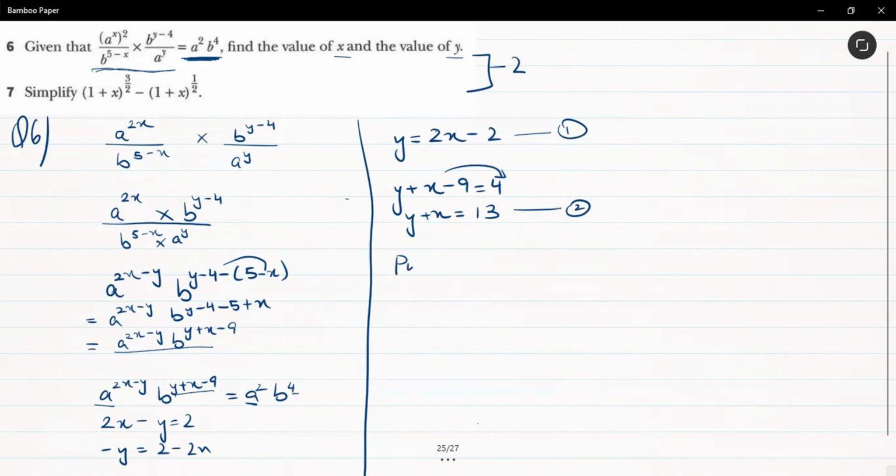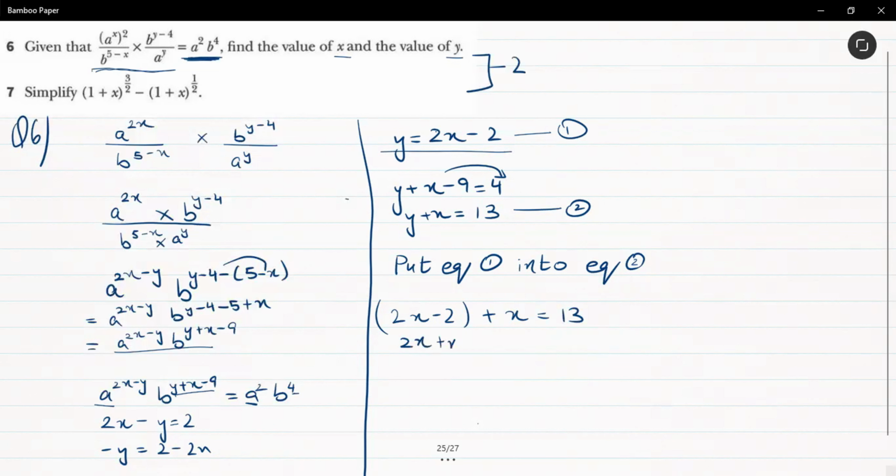So we are going to put equation 1 into equation 2. Okay. So y is equal to 2x minus 2. Instead of y, we are going to write 2x minus 2, plus x is equal to 13. Now simplify this: 2x plus x is equal to 13 plus 2. So this is going to be 3x is equal to 15. And we are going to get x equal to 15 divided by 3, which is 5. So this is the value of x.